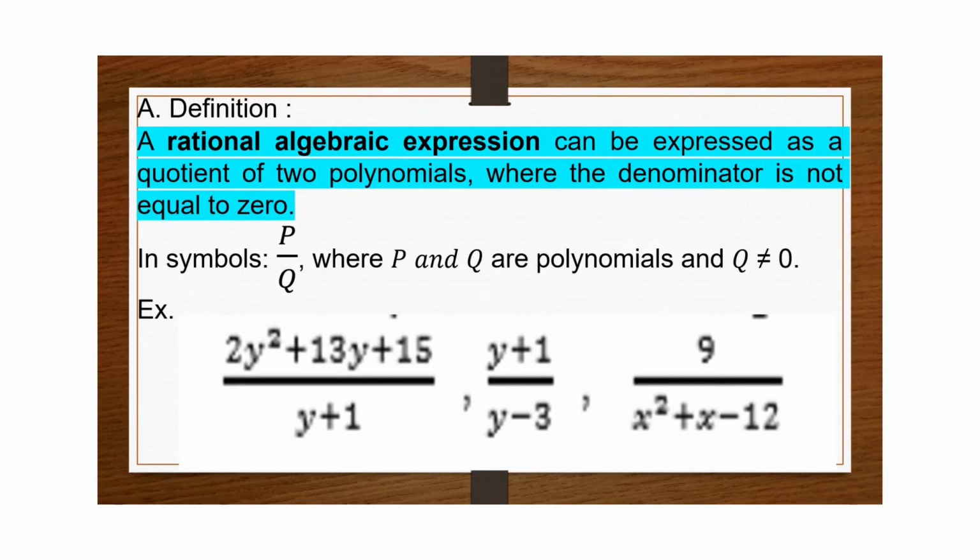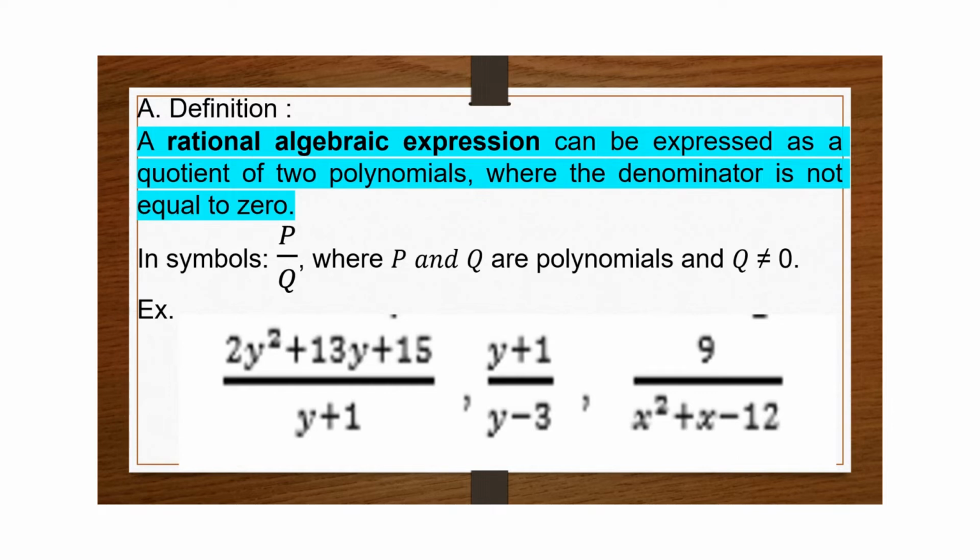Why? What happens when we divide any value by 0? Yes, it becomes undefined, or the answer is infinite. There is no answer actually, or we simply call it undefined. Now, look at these three different examples.